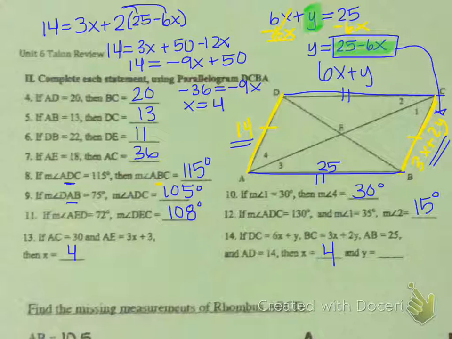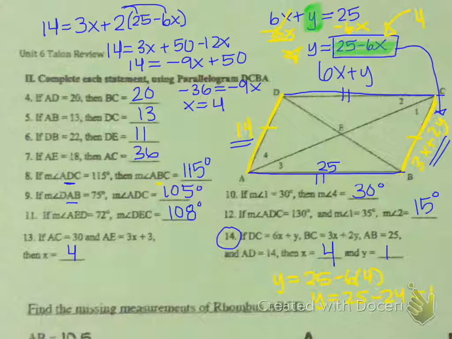Now I just need to find my value of y. To find y, I'm going to plug that number 4 back in to this equation that I got over here. So for y, I would get y equals 25 minus 6 times 4. So I would get y equals 25 minus 24, which would then give me 1. So the value of y is 1.